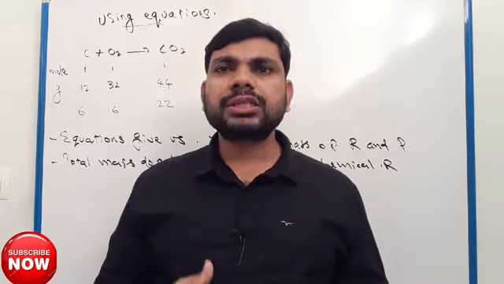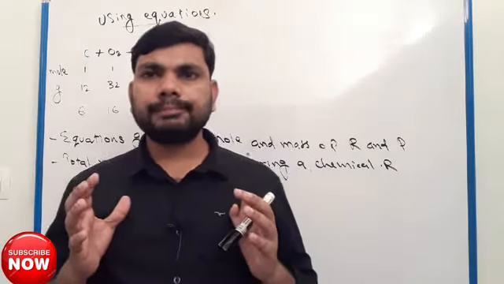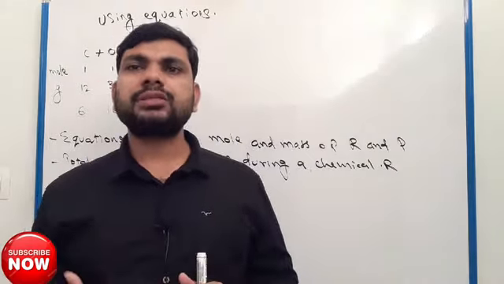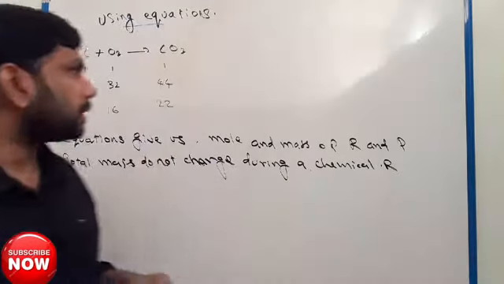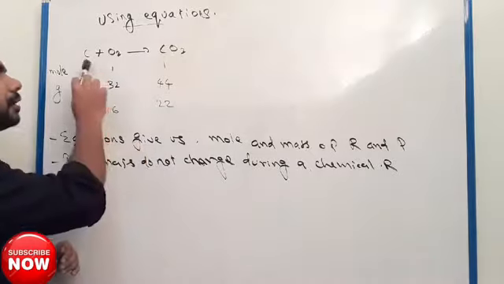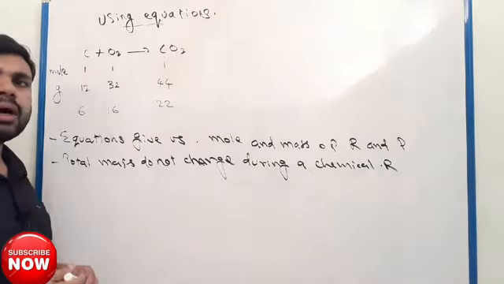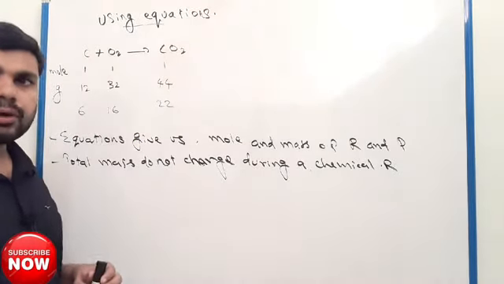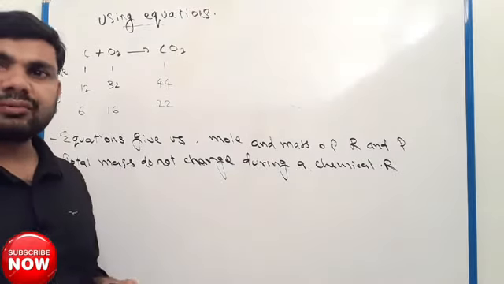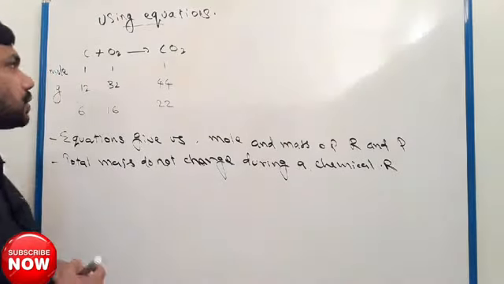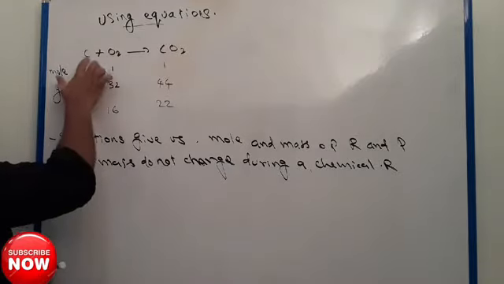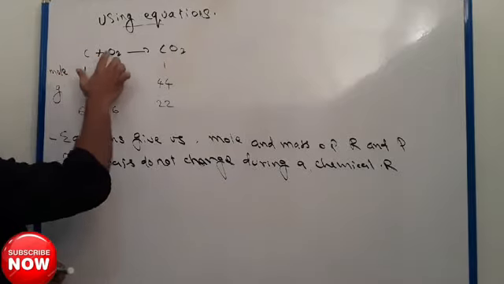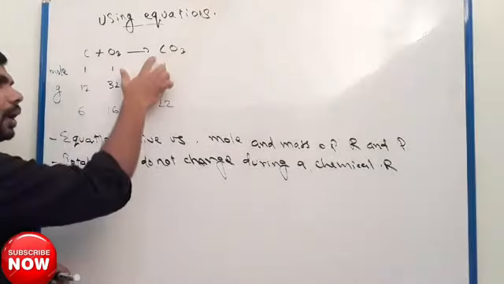Next, we have to discuss some calculations based on a balanced chemical equation. See here one balanced chemical equation: carbon reacted with oxygen formed carbon dioxide. So from this equation we can say 1 mole. See here the ratio: 1 carbon, 1 oxygen, 1 carbon dioxide.